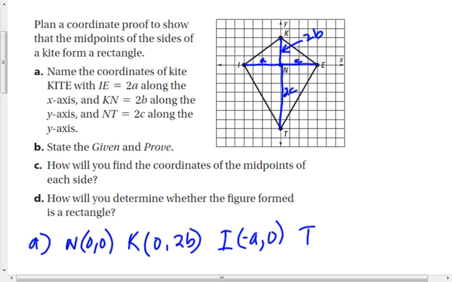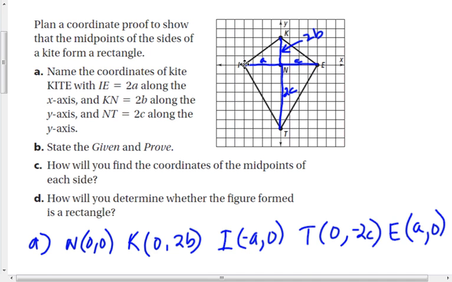T is, again, right on the y-axis, so the x-coordinate is 0. And it's down 2c units, so we're going to call that negative 2c. And E is on the x-axis, so the y value is 0. And it's a units to the right, so that's positive a. So we've named those coordinates.